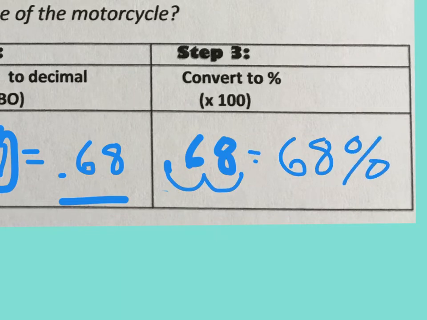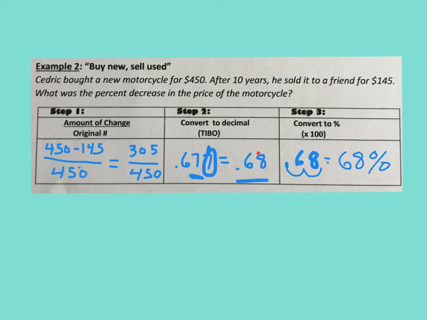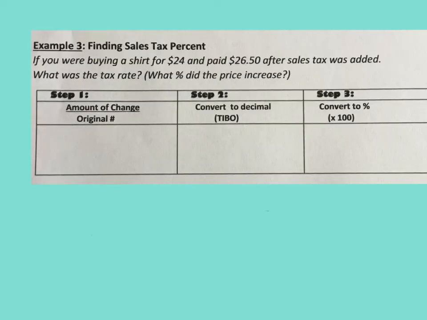All right. So to answer the question at the end, what was the percent decrease in the price? Well, it decreased by $305. And how much is that? What percent decrease is that? It's a 68% decrease. 305 divided by 450 would give us a 68% decrease in the price.